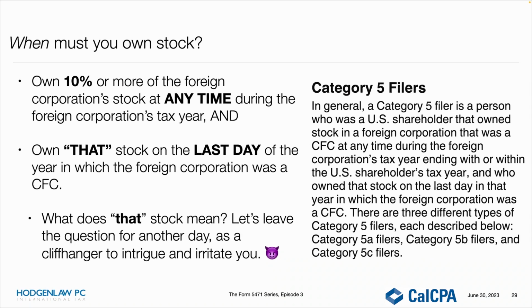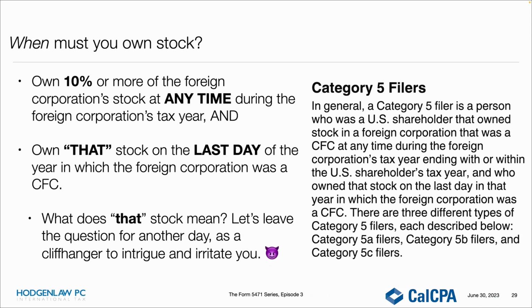Let's say I own 25%. I sell 15% to an unrelated foreign person, and I hold 10%. At the end of the year, I still own 10%. Is that enough? Does that mean some, in other words? What about if I have 25% and on June 30, I sell 24%? So I'm a 1% shareholder on the last day of the year in which the foreign corporation was a CFC.